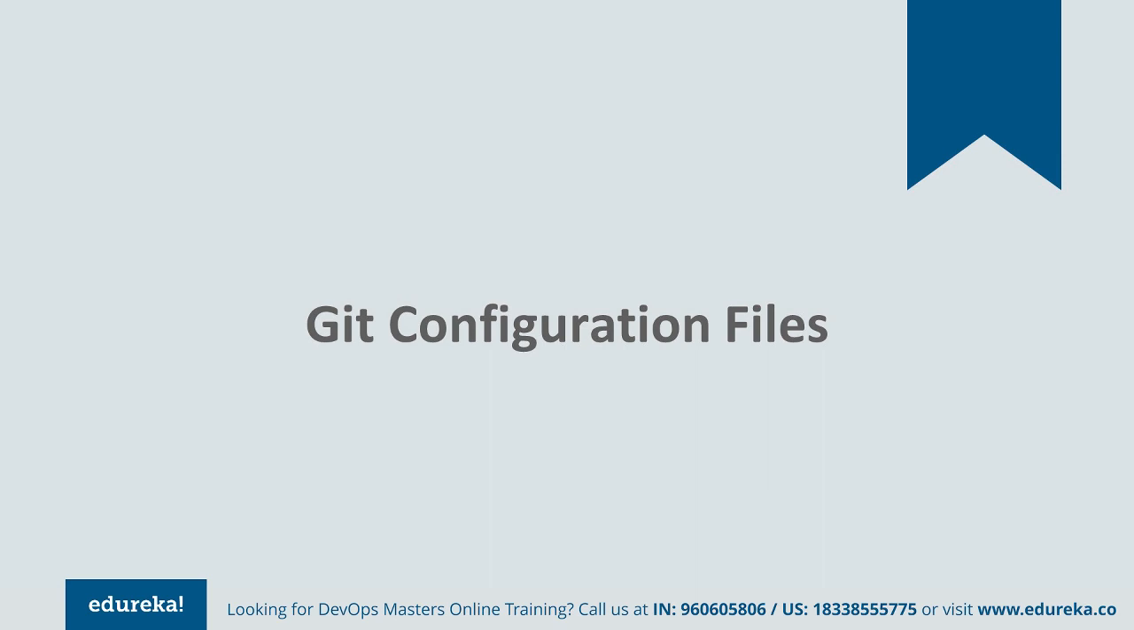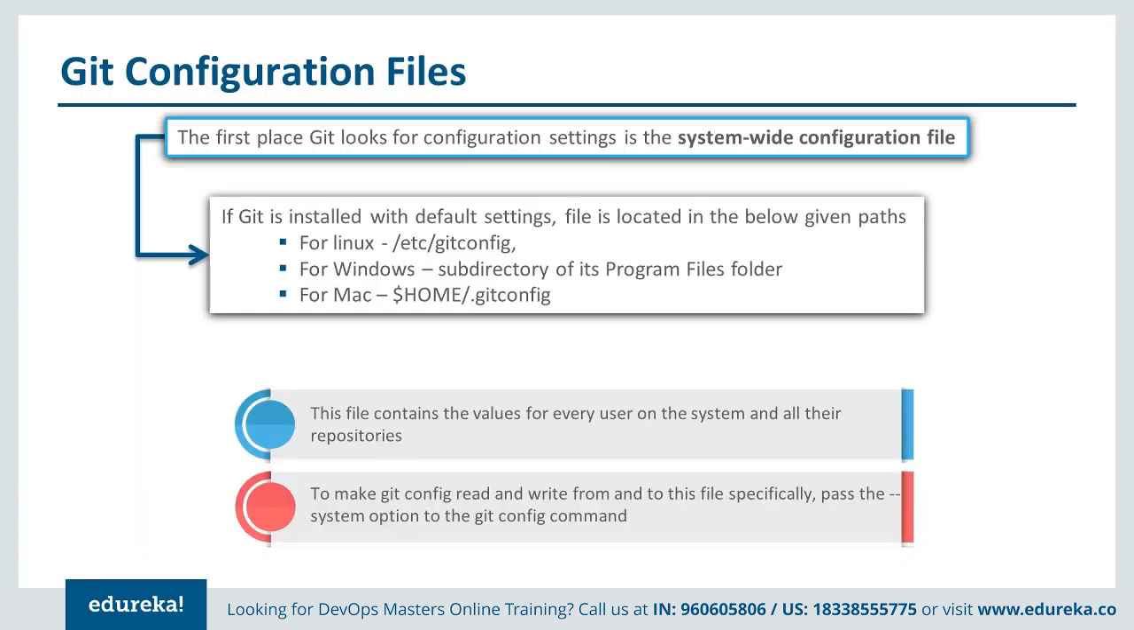Third one is the Git configuration file. So the Git configuration file contains a number of variables that affect the Git commands' behavior. Settings for all users on the system and all their repositories can be configured this way. Here we're talking about the system-wide configuration file. And for reading and writing from a specific file, we need to pass the --system option to the git config command. We will look at the git config command in more detail.